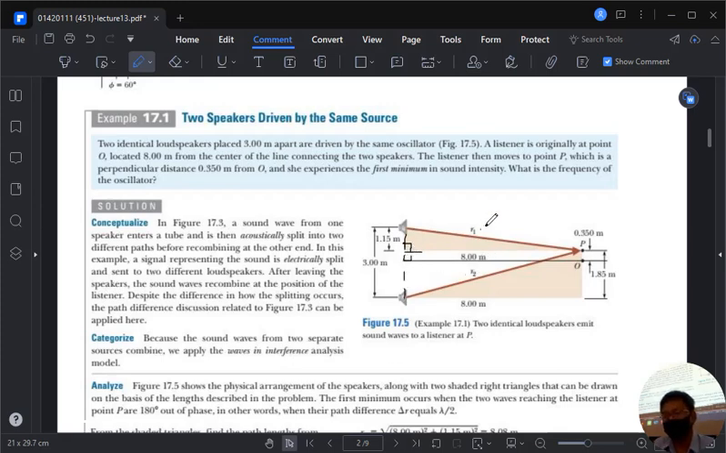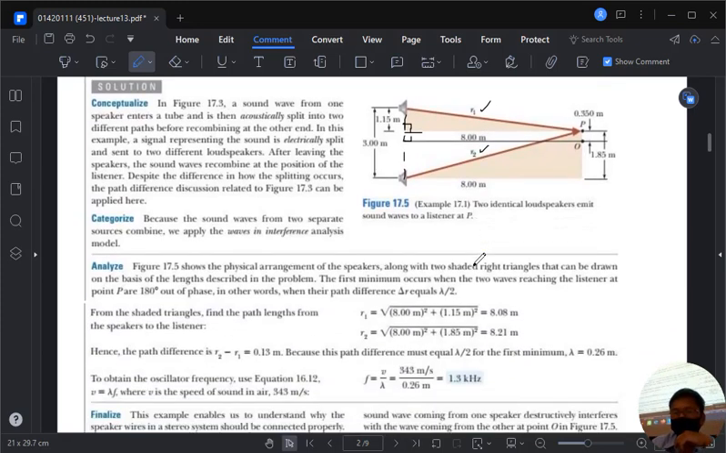Right, so you can calculate R1 and R2, and then you subtract them and see what happened. So this is how you do it. You calculate R1 and R2. The difference is this. But this is equal to lambda over 2 because it's minimum. The next one is 3 lambda over 2. 5 lambda over 2 is the next. This is the first one, the smallest one. So it becomes, you get lambda.